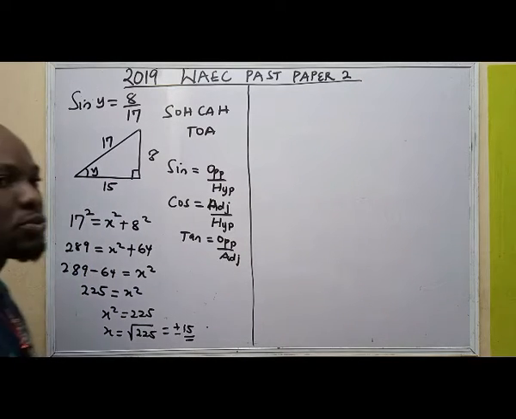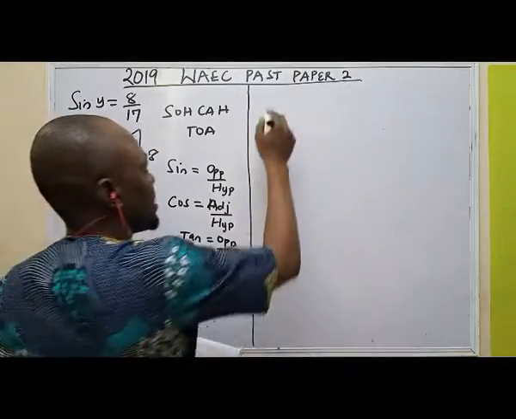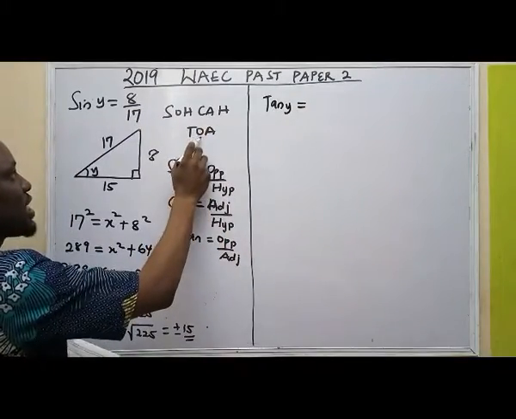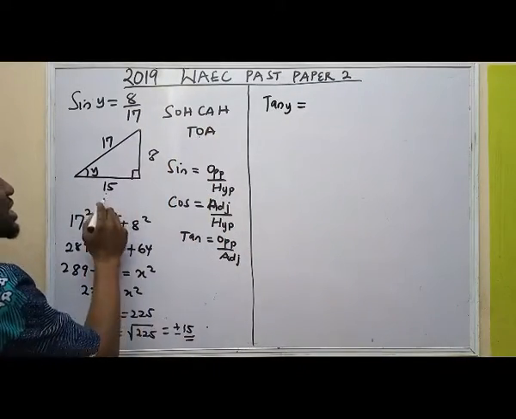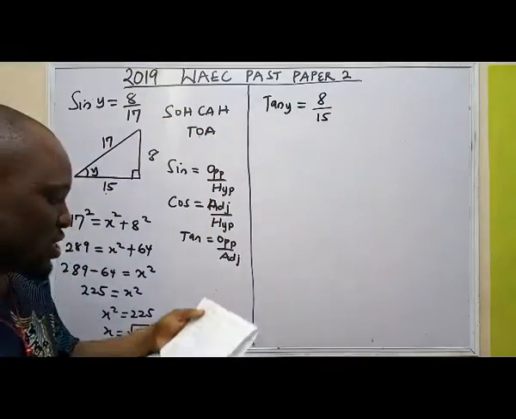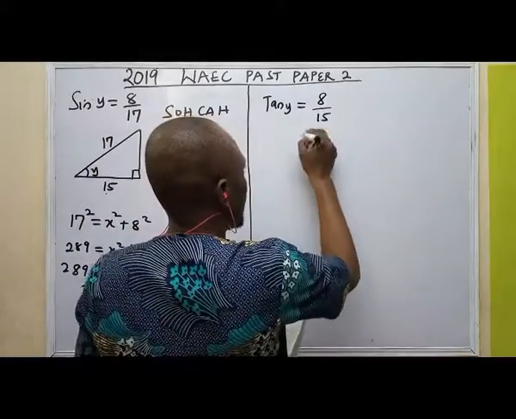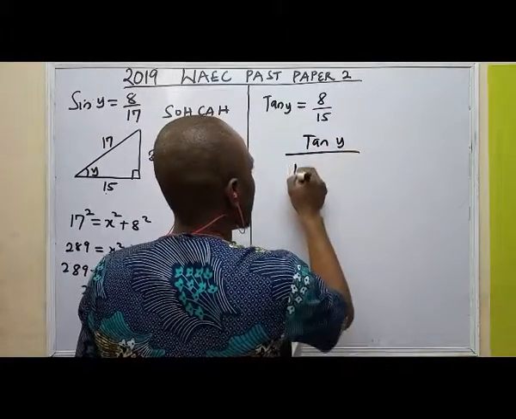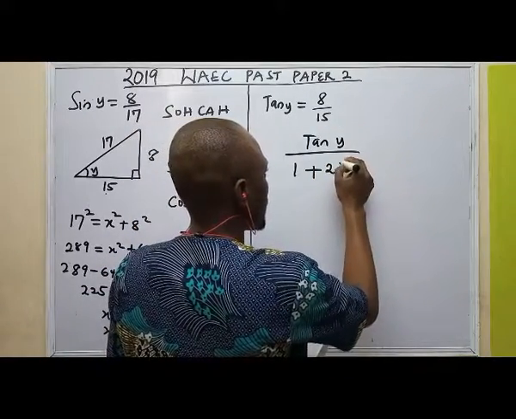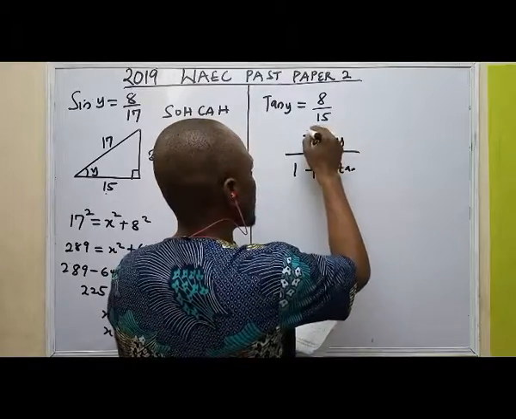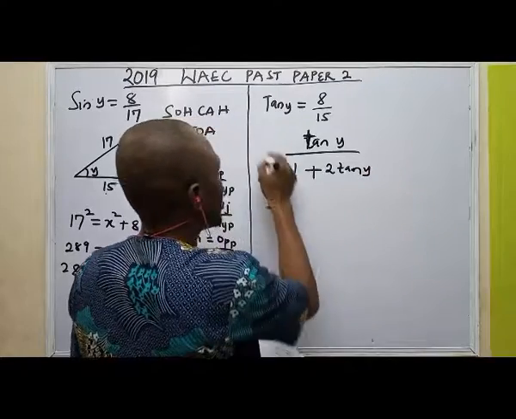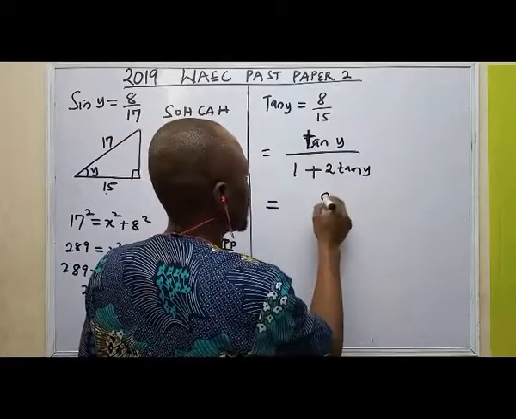Now I want to write an expression for tan y. From your SOHCAHTOA, tan is opposite over adjacent, so tan y will be 8 over 15. Now the question says find the value of tan y over 1 plus 2 tan y. Let me do this smaller.